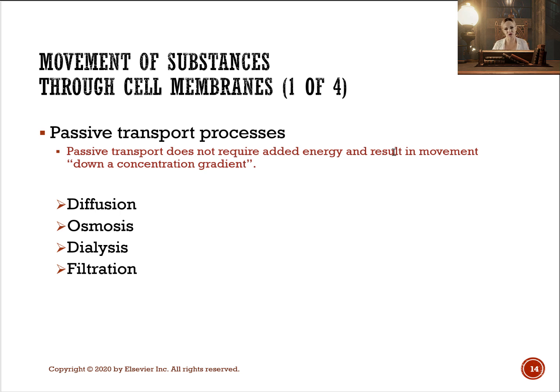Passive transport does not require added energy and results in movement down a concentration gradient. So passive transport does not require that added energy. That's interesting. In other words, it goes from a higher to a lower gradient. We have diffusion, osmosis, dialysis, and filtration. These four make up passive transport processes. So let's look at each one.